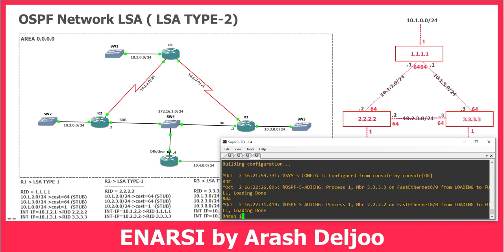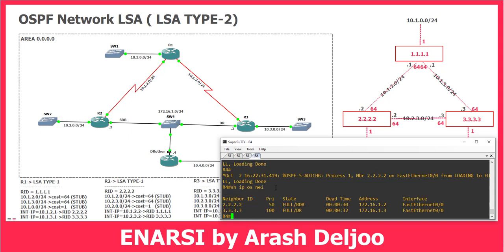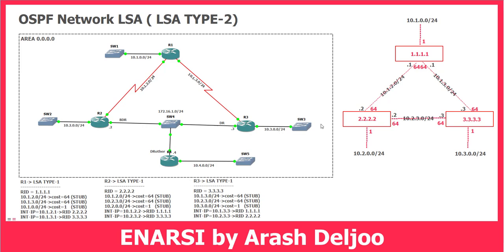Then in router 4, show ip ospf neighbor shows us we have two neighbors, router 2 and router 3. The priority of router 2 is 50, the priority of router 3 is 100. We have full neighborship with both of them because router 2 is the BDR and router 3 is the DR. Okay, this is our new scenario.